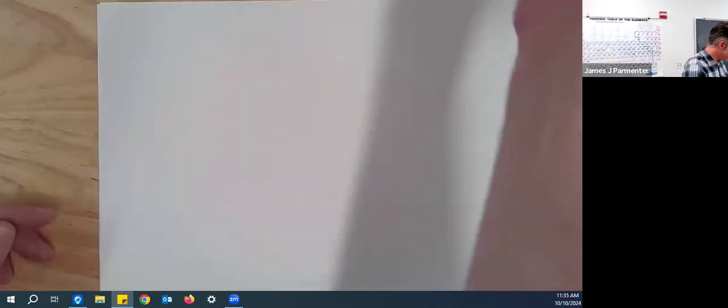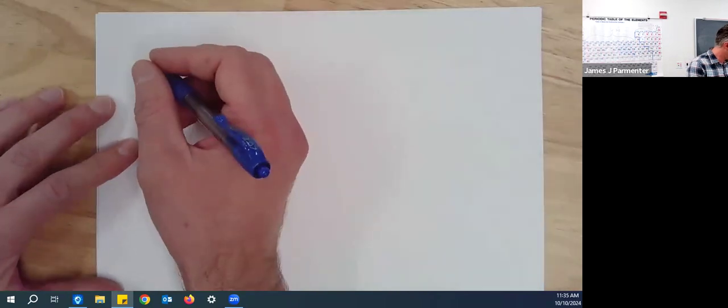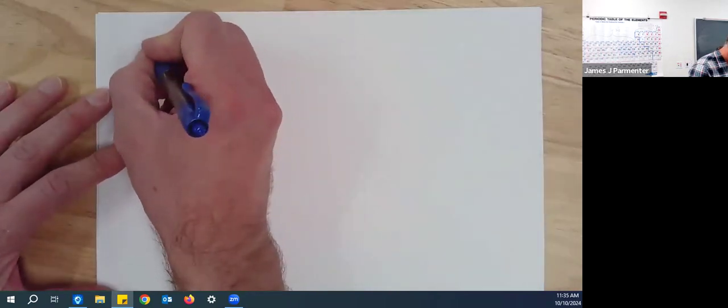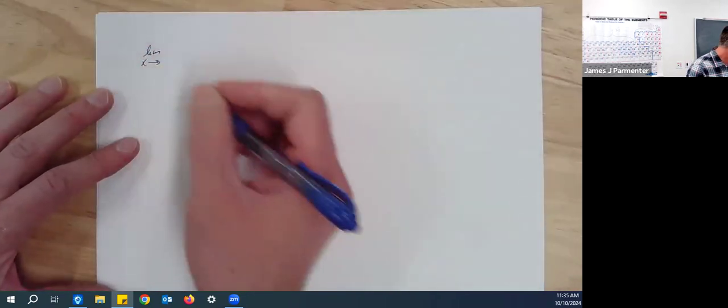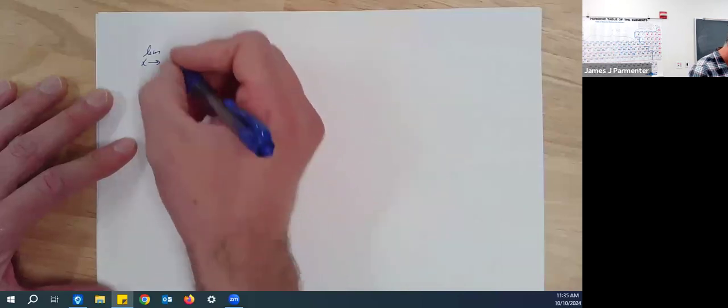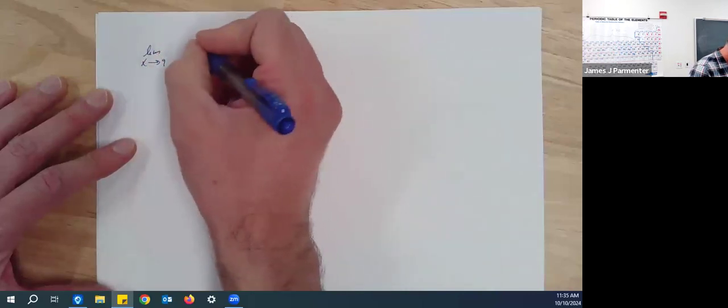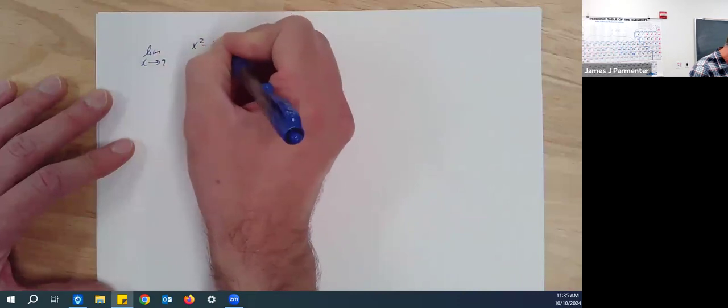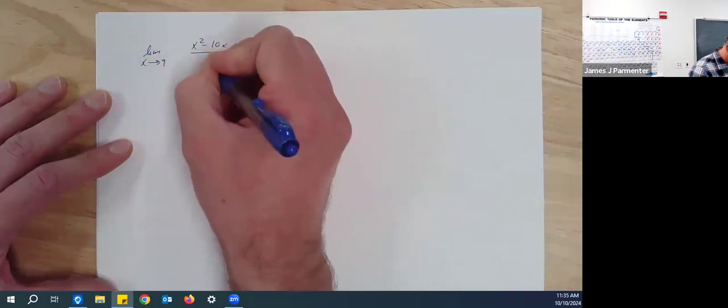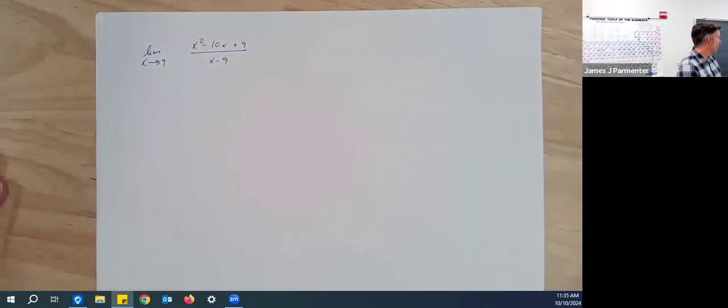So let me show you one more example, because I want to show you a thing. Let's say we had, in fact, why don't you all try doing this one? The limit as x approaches, do I like that one? Sure. x approaches 9 of x squared minus 10x plus 9 divided by x minus 9. If you check plugging in 9, you should see that you do get 0 over 0. You should always check just to be sure before you start doing any work.